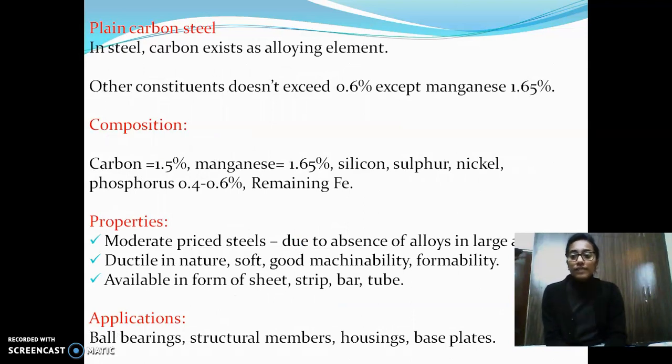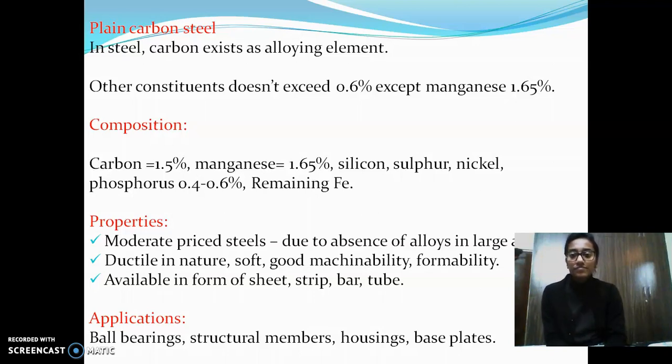So talking about the plain carbon steel, carbon exists as the alloying element here. Other constituents don't exceed 0.6% except manganese, that is 1.65%. So the composition of plain carbon steel is 1.5% carbon, 1.65% manganese, and silicon, sulfur, nickel, phosphorus 0.4 to 0.6%, and the remaining is iron.